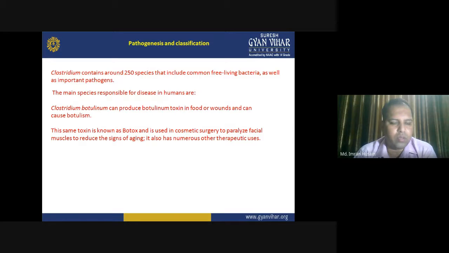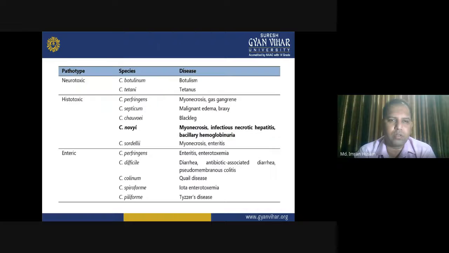So the individuals who are going through the cosmetic surgery have to get the Botox after a time period of 3 to 4 months. So it has numerous other therapeutic uses also. So you can see that this large family of Clostridium that has around 250 species includes many different types of bacteria that have several functionalities, and in the long term they do help humans. There are many other uses.